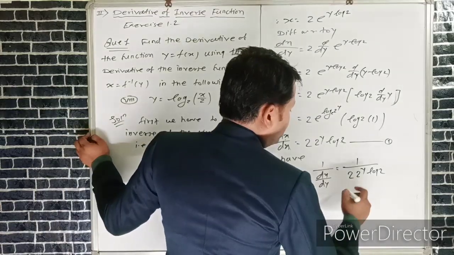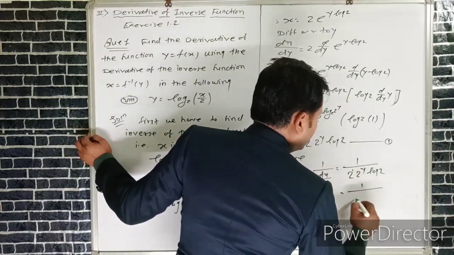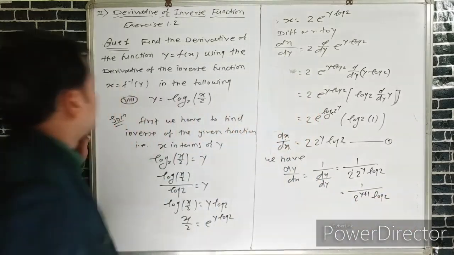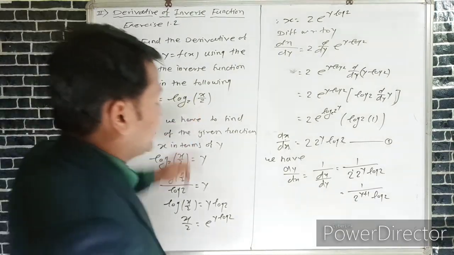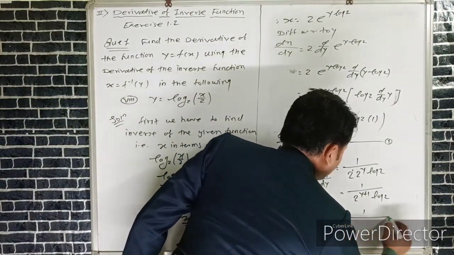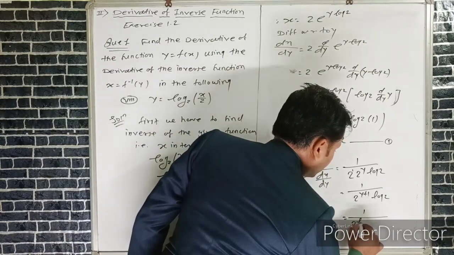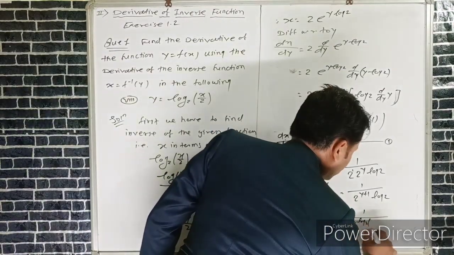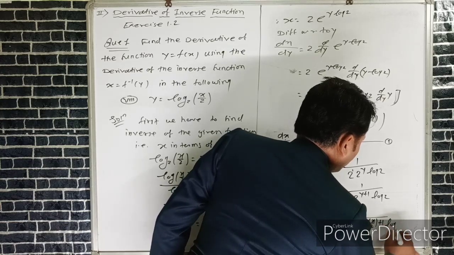This we can also write as 2 raised to the power 1 times 2 raised to the power y, that is 1 upon 2 raised to the power y plus 1 into log 2. The value of y is log base 2 of x by 2, hence we can write it as 1 upon 2 raised to the power log base 2 of x by 2 plus 1 into log of 2.